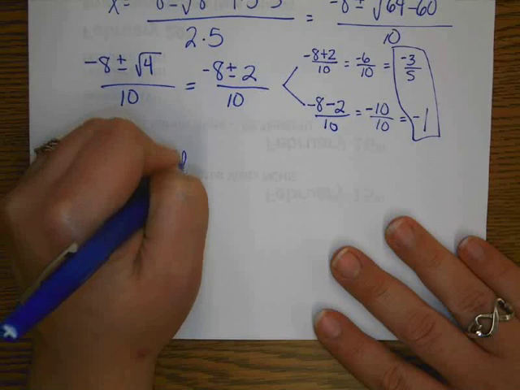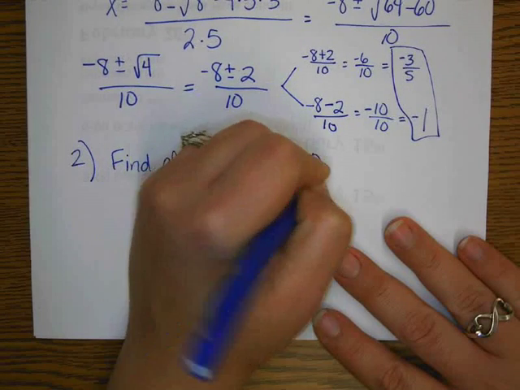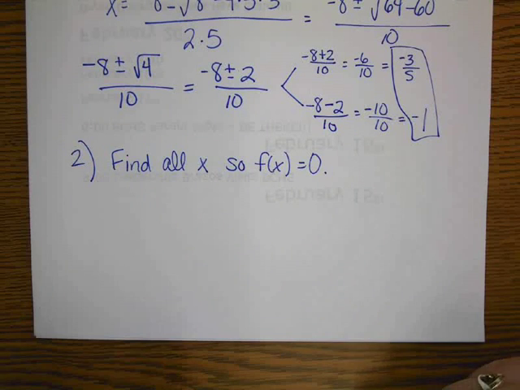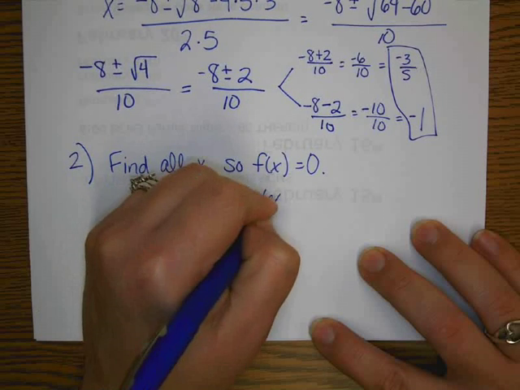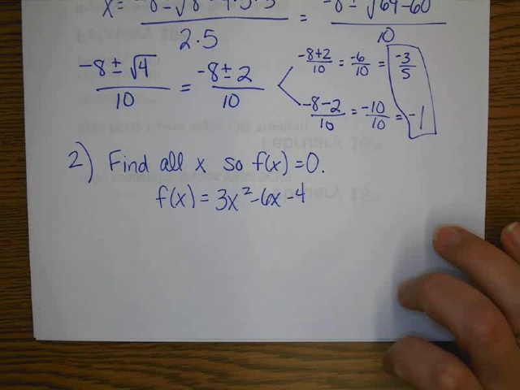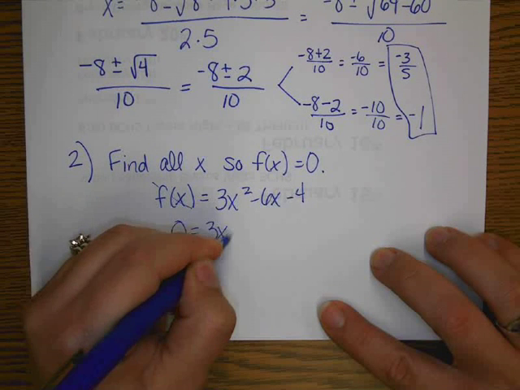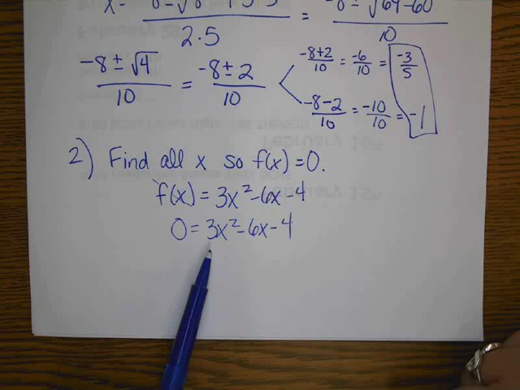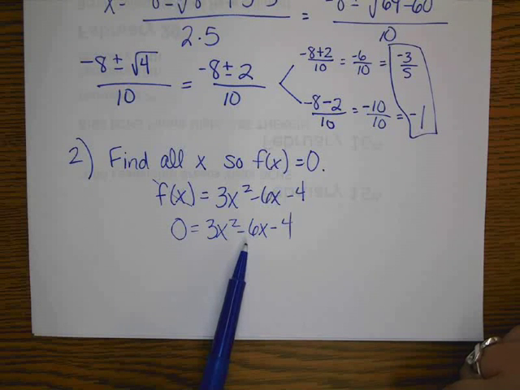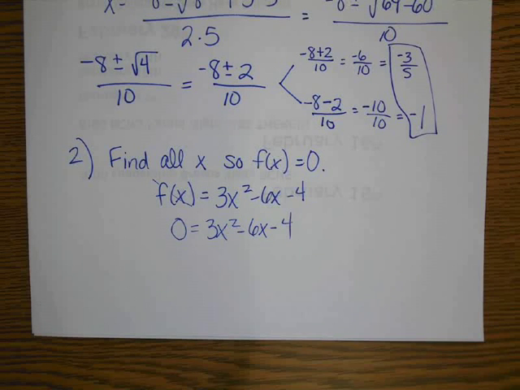Another way they will word asking the same question is they'll say find all the x's so that f of x equals 0. Well, remember, f of x is just y. And if f of x is 3x squared minus 6x minus 4, then all we do is just change f of x to 0 equals 3x squared minus 6x minus 4. So as a refresher, A is 3, B is negative 6, and C is negative 4. This is the one you're going to try on your own, and I will check it.